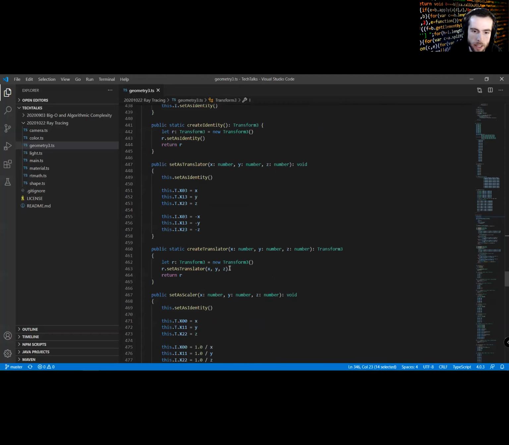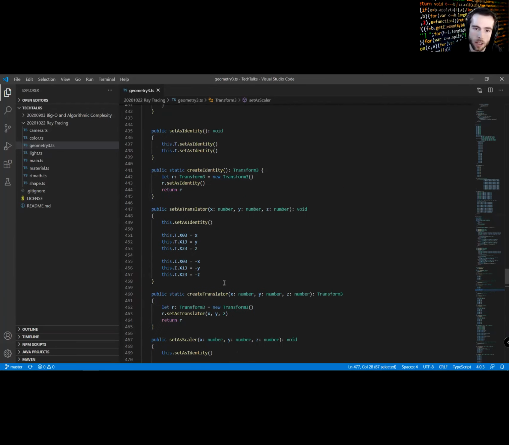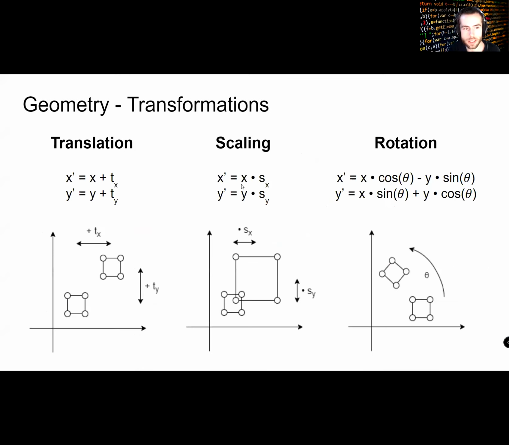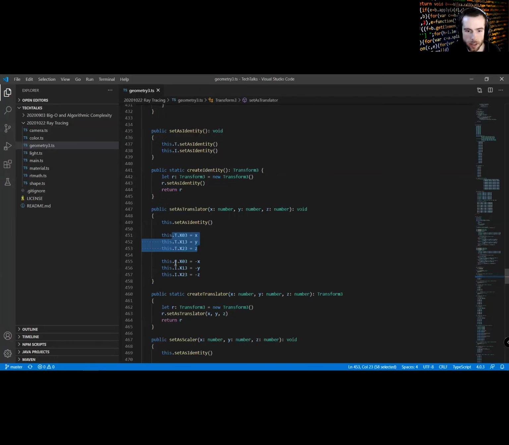So coming down here, I have a few little methods like setAsScalar. So that sets, you can scale by X, Y, and Z. I set those along the diagonal of the transform matrix, and I set the 1 over those numbers along the diagonal of the inverse matrix. Set as translator, I set X, Y, and Z down that column of the transform matrix right here. And I set the negative down the rightmost column of the inverse matrix.